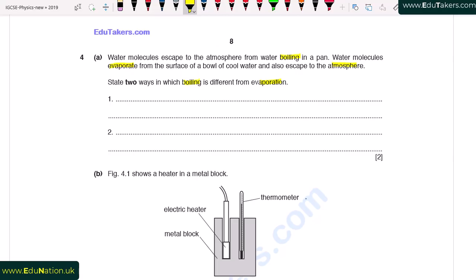Evaporation causes cooling while boiling does not cause cooling. First point is that evaporation causes cooling while boiling does not.